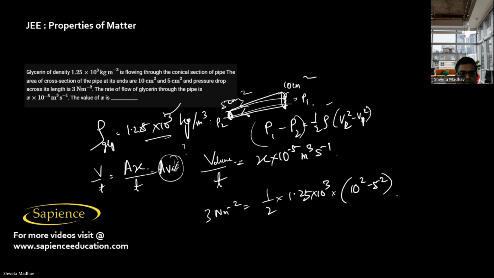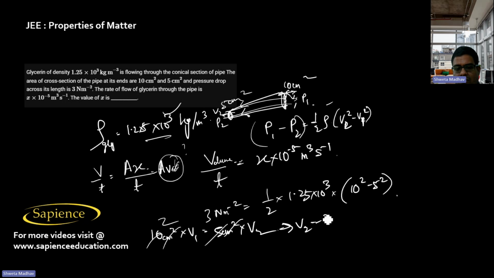Now you can say that the area is 10 centimeters square here. So if the velocity here is V1 and here is V2, then 10 centimeters square into V1 will be equal to 5 centimeters square into V2. Centimeter square will cancel, 5 to 10, so V2 is equal to 2 V1.